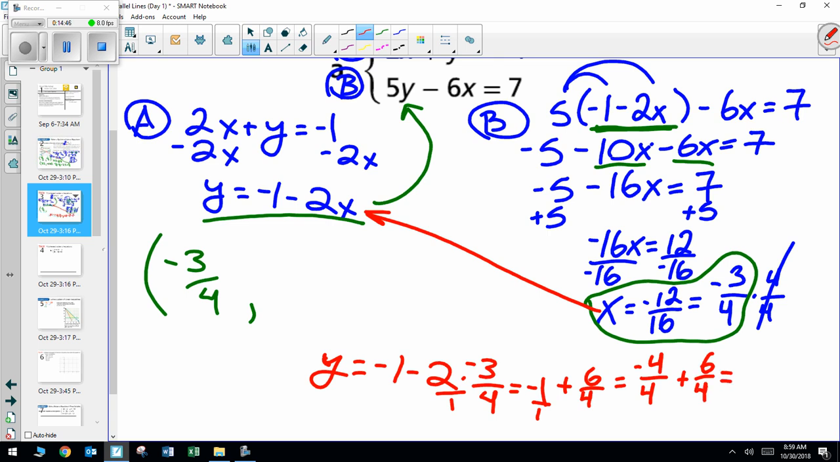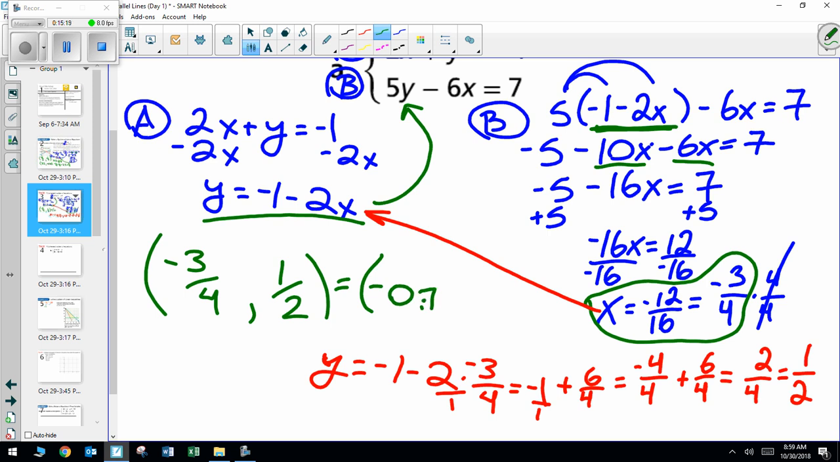So -4 plus 6, 2, and then over 4. 2 over 4 is just the same as 1/2. Because -1 plus 6/4, 6/4 is 1.5. Oh, never mind. So -1 plus 1.5 is positive. I just took my negative sign for a plus sign. Right? Also accept the decimal. Okay, -0.75 and 0.5. Either are acceptable.